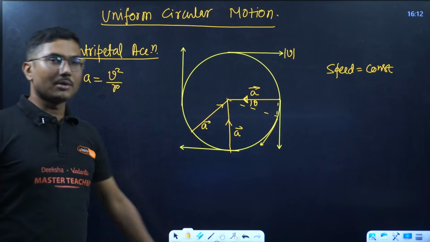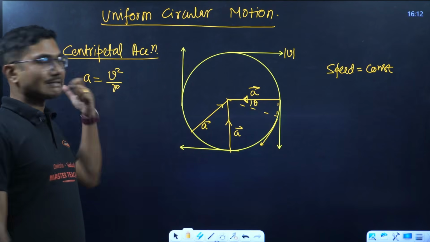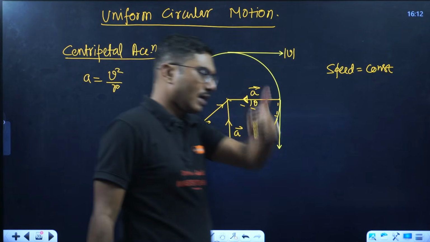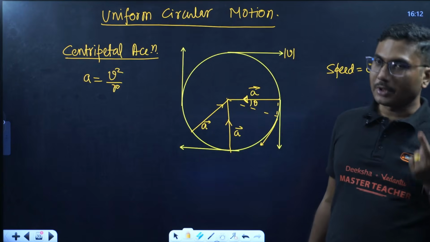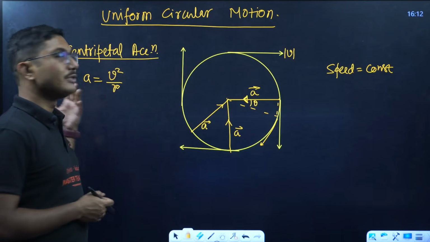You will either come out of the circular motion, or you have to increase or decrease the length. So this acceleration is super important. We will see why in the next chapter, laws of motion. There centripetal force we will learn, and we will see why this is important.